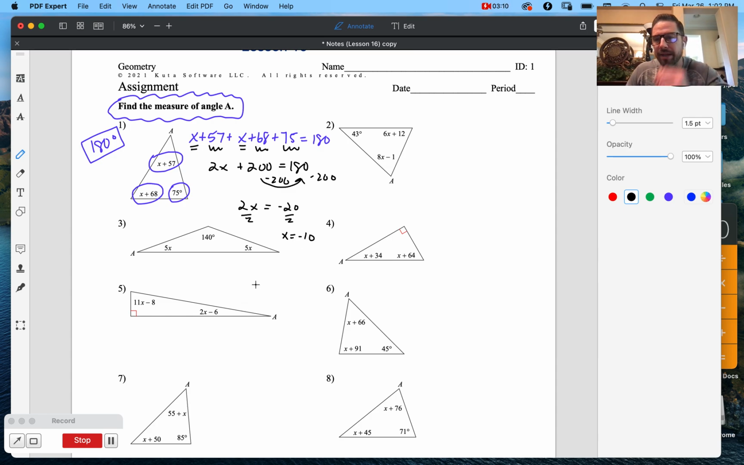Now typically in the past that would be our answer. You'd say x equals negative 10, life is good, I'm done, bing, bang, boom, right? But if you remember, it says find the measure of angle A. So we have to take our negative 10 and substitute it in for x in our angle A. So negative 10 plus 57 is just 47. So angle A equals 47 degrees. Boom. That should be a super refresher from last week.